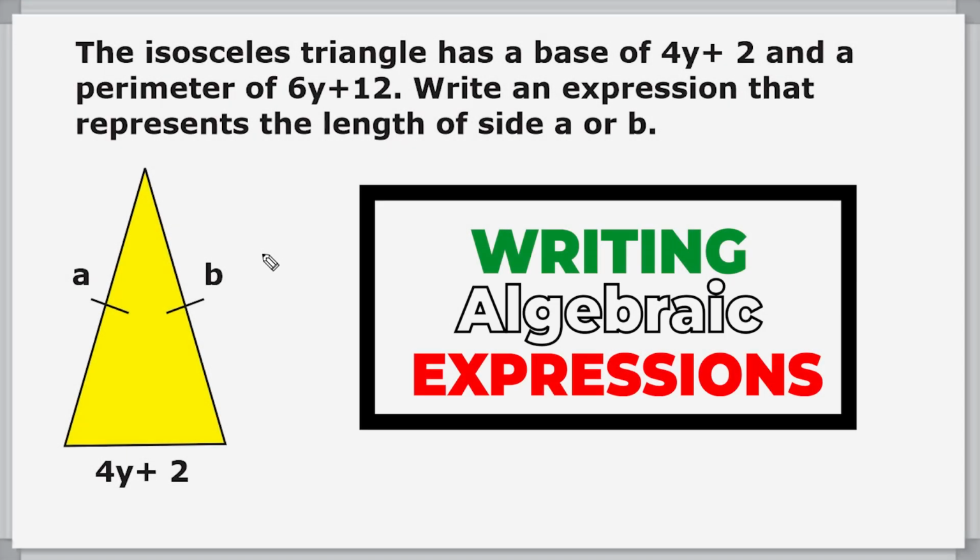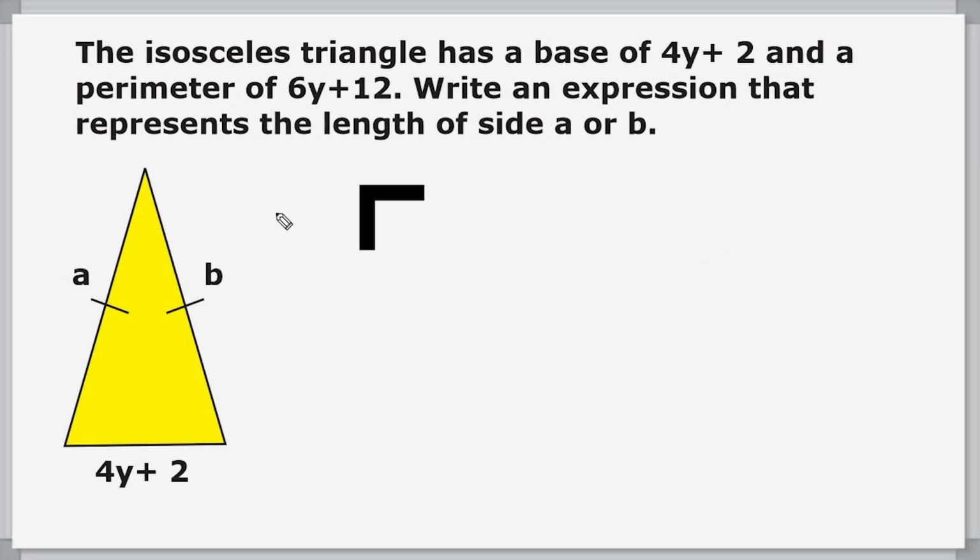All right, so for this problem, we have an isosceles triangle that has a base of 4y plus 2 and a perimeter of 6y plus 12. And we have to use this information to write an expression that represents the length of either side A or B.